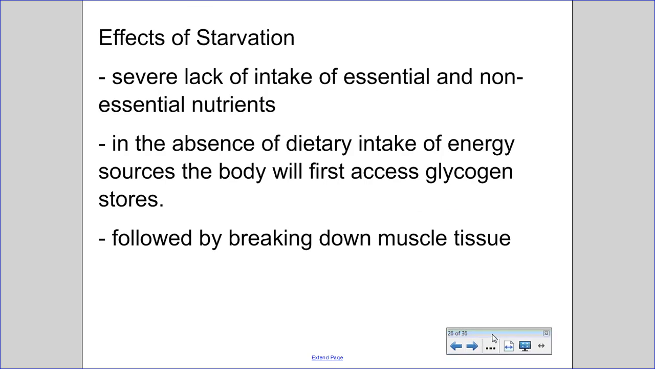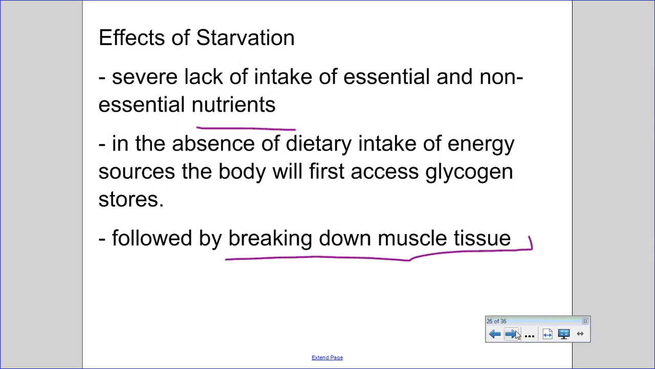On the opposite end of eating too much, there can be negative effects due to starvation. A severe lack of intake of essential and non-essential nutrients is what's considered starvation. And in the absence of dietary intake of energy sources, the body will first access those glycogen stores in the liver, and then once those are depleted, this can be followed by breaking down muscle tissue and even cardiac tissue as well.